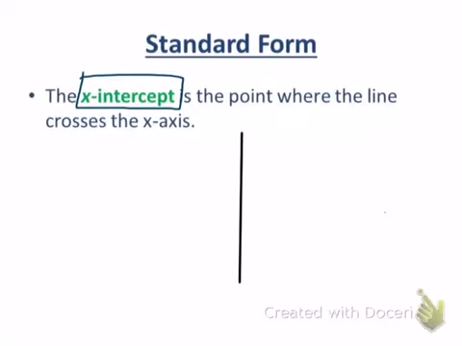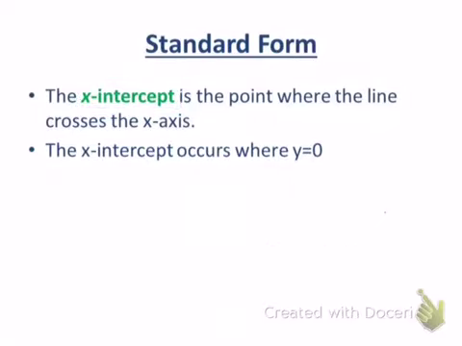What do all points on the x-axis have in common? They're all on the x-axis. Every point on the x-axis has what in common? 0. What do you mean by 0? It's on the 0 on the y-axis. It has a y value of 0, right? So the x-intercept graphically is defined to be the point where the line crosses the x-axis. Algebraically, the x-intercept occurs where y is equal to 0. So if we want to find the x-intercept, we plug 0 in for y. Solve for x.